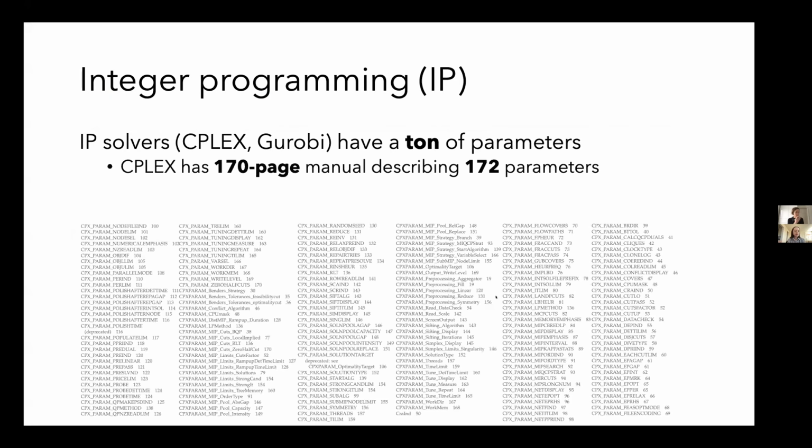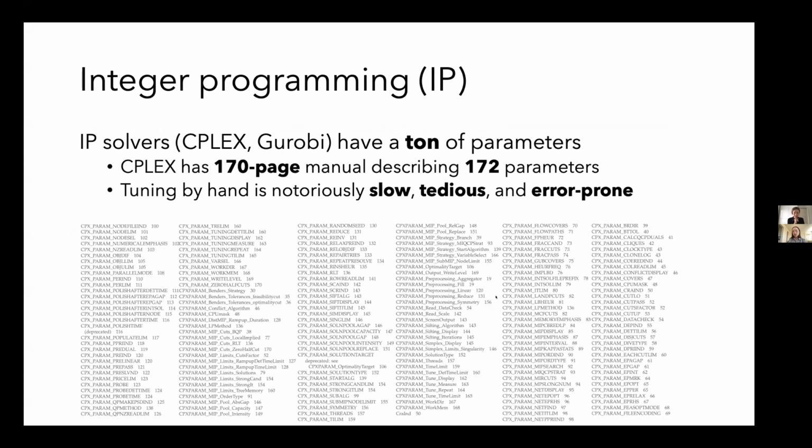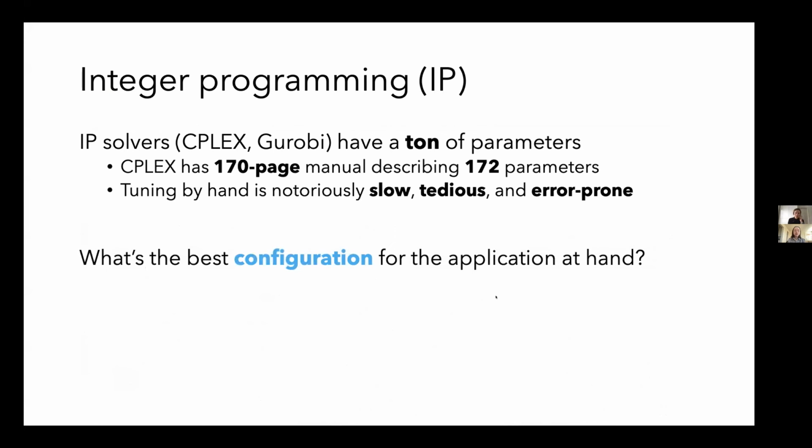And one of the challenges is that these very broadly applicable algorithms like integer programming solvers have a ton of tunable parameters. So for example, Cplex comes with a 170-page manual describing 172 different tunable parameters, and tuning these parameters by hand is just a notoriously slow, tedious, and error-prone process. And this raises the question, what's the best configuration of my algorithm for the particular application domain at hand?